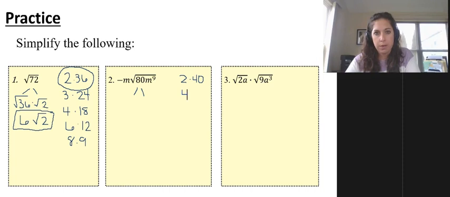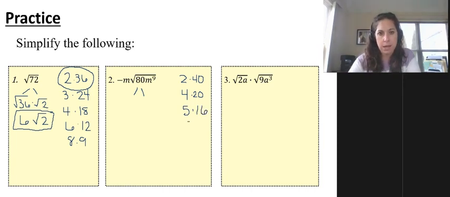4 and 20. So there's a perfect square. We just don't know if it's our largest perfect square yet. Let's see, 5 and 16. All right, 8 and 10. Sorry, guys. And that's all our factors.